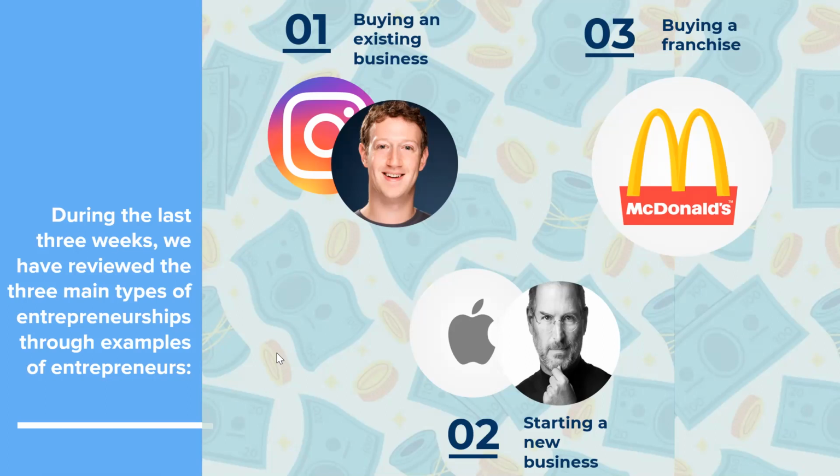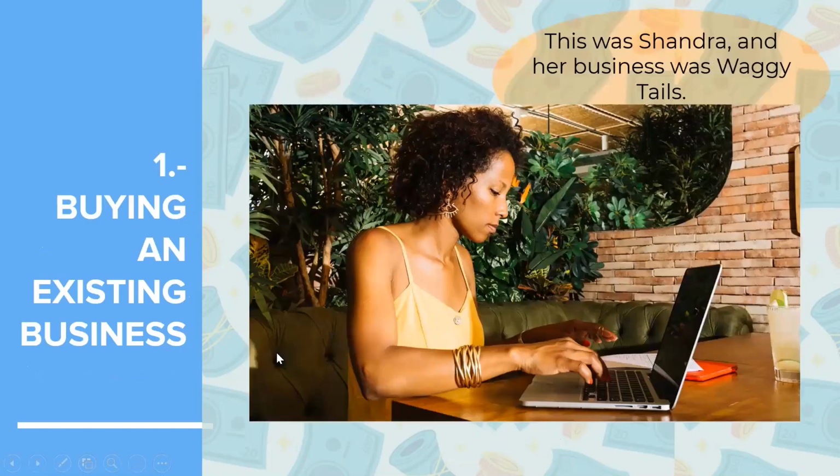But we saw this through a very, very specific way of analyzing, which is through cases. Okay, we saw first the case of Chandra. Remember, her business was Waggy Tails. She had worked there as a dog walker, and then she decided to buy the business, and then she expanded with vans that serviced dogs, like not only grooming but care, all around the city. So that was her path to entrepreneurship, buying an existing business, giving it a twist, and making it grow even more.